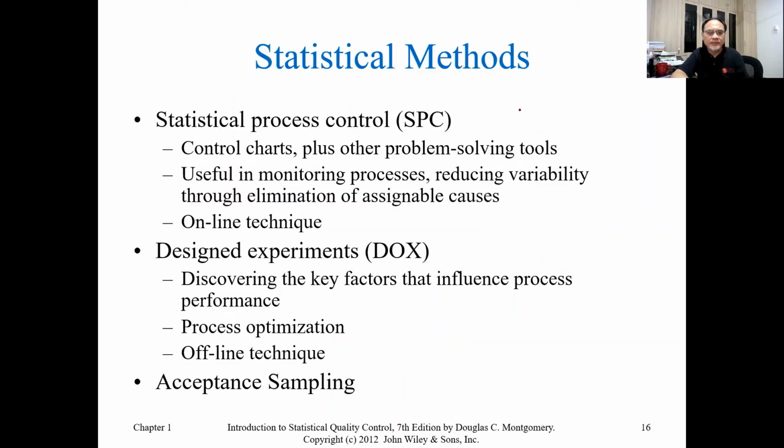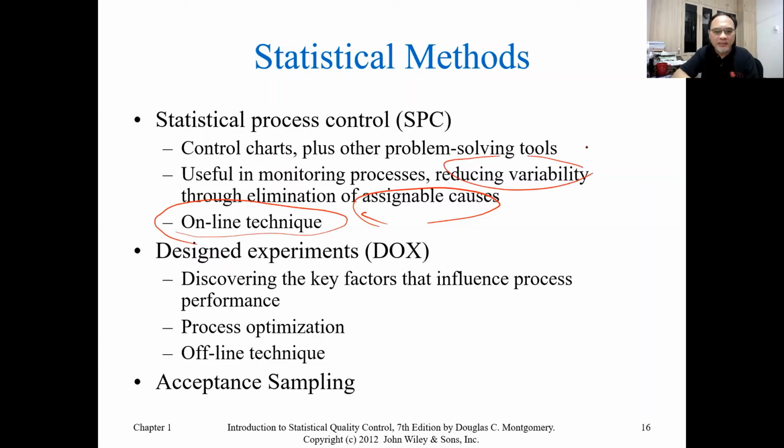So the statistical methods, these are some of them. The main ones: SPC, control charts, design of experiments. In Quality Circle, we have said this is an online technique. That means you collect the data in the process, and you try to eliminate assignable causes. You reduce variability by eliminating assignable causes.